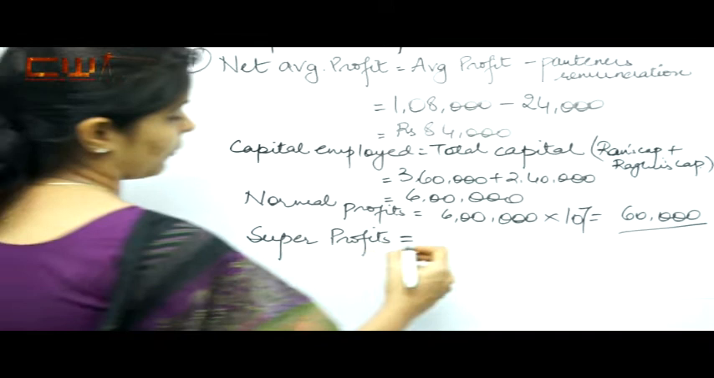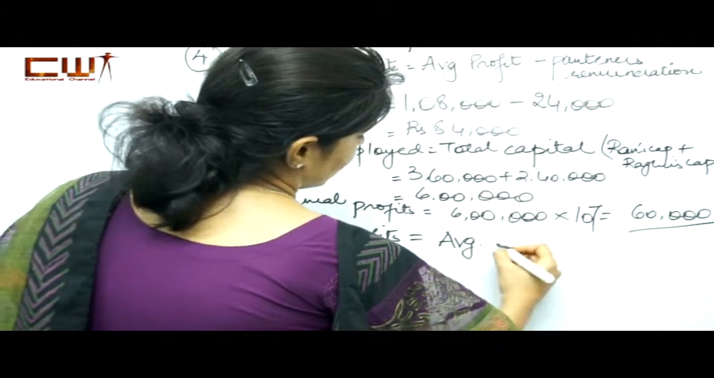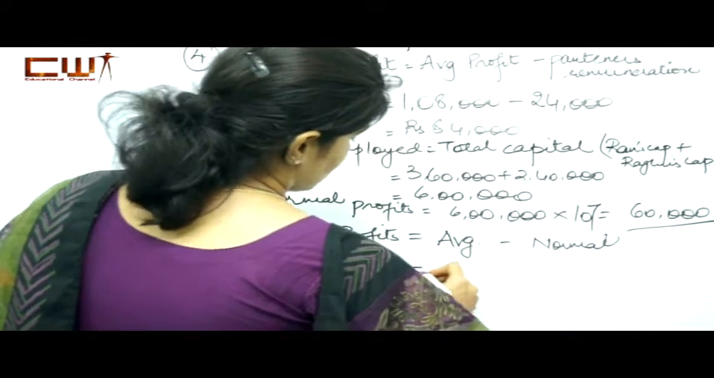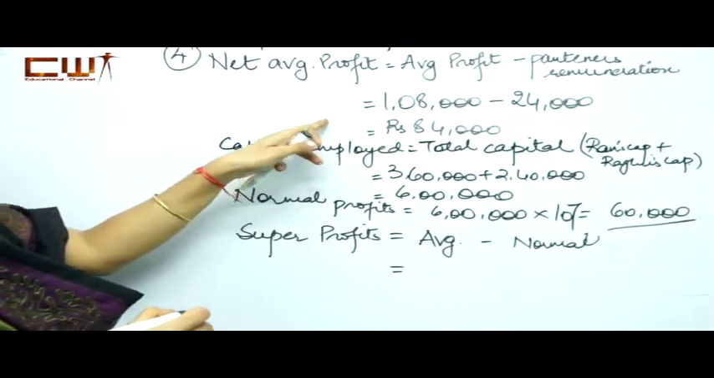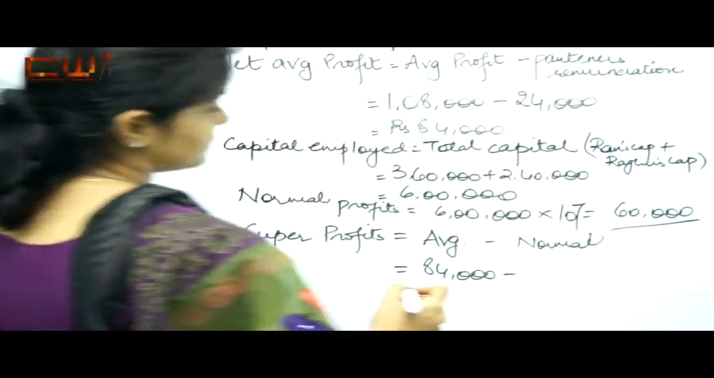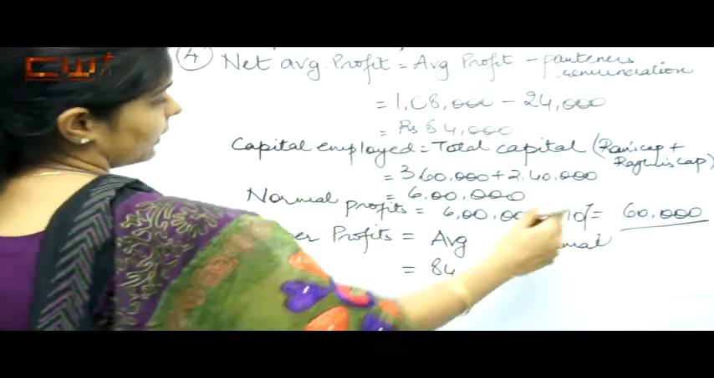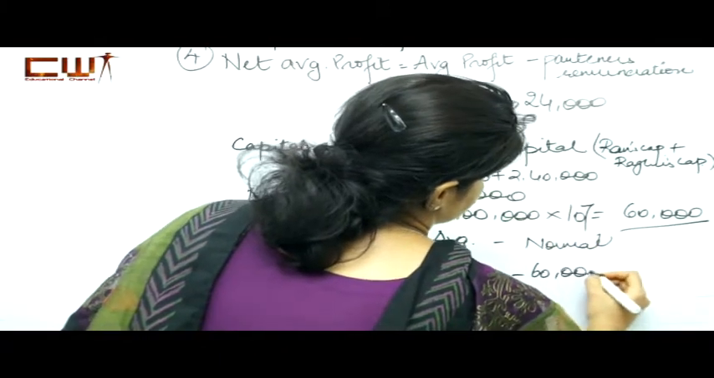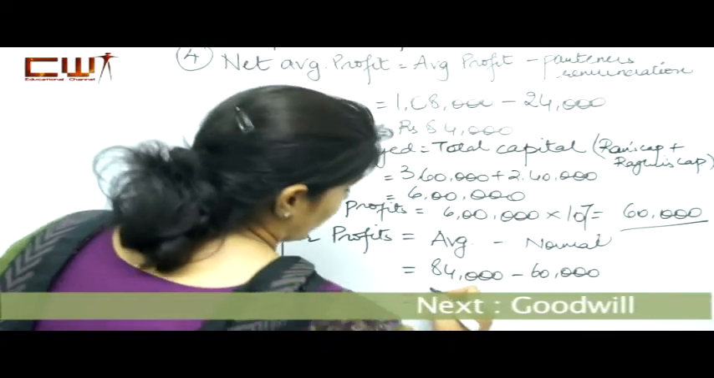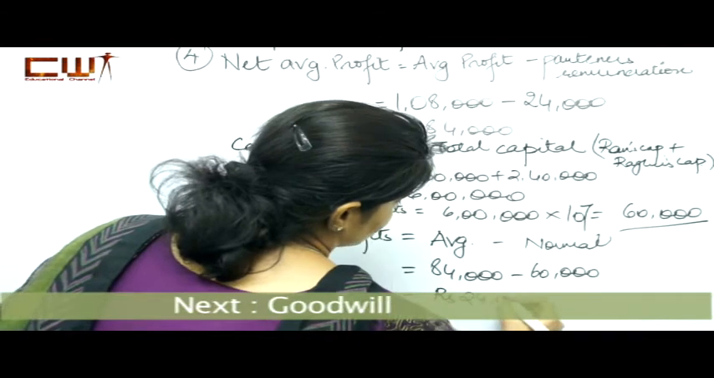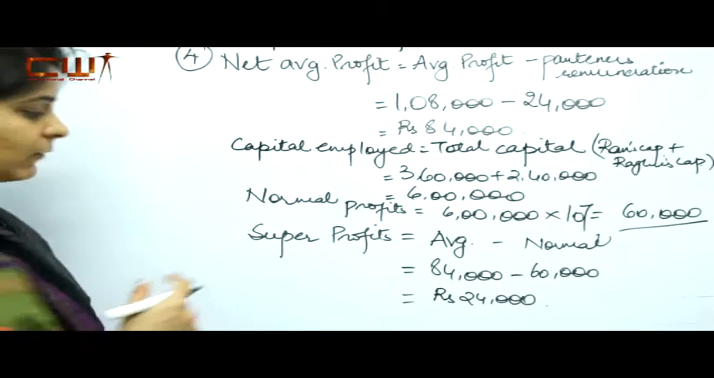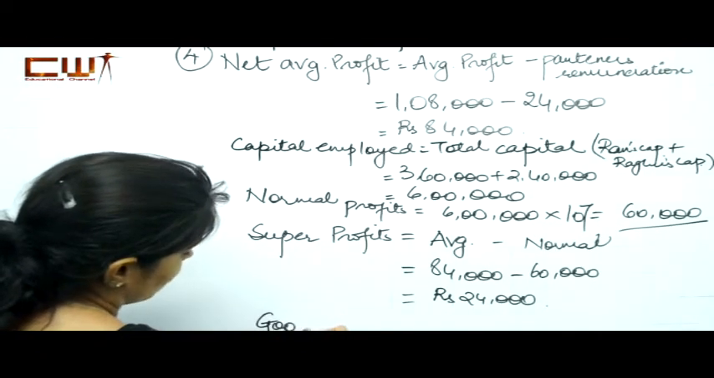Now next thing that you will do is finding out the super profits. How you find out the super profit? Average profit minus the normal profit. This is how you find out the super profit. So what is the average profit that the company has earned? 84,000. Okay, 84,000 minus what is the normal profit that we have just calculated? 60,000. 84,000 minus 60,000 will give you how much? 24,000. This is the super profits the company has earned. Now the last step will be what? It will be calculation of goodwill.